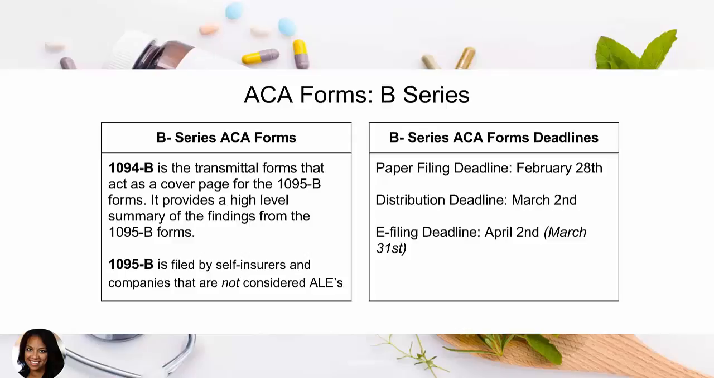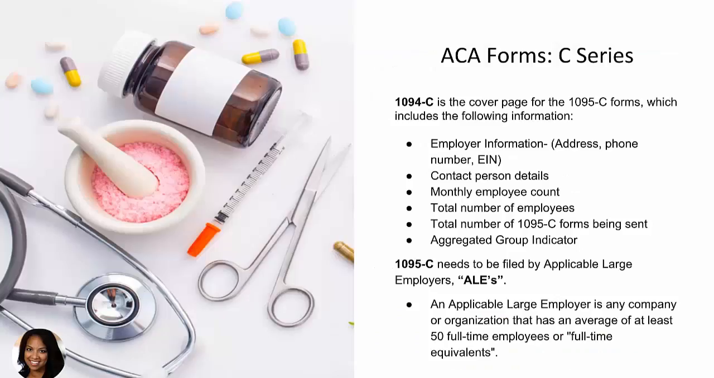And I did want to go ahead and take this second to share some of the ACA deadlines, especially since they no longer fall on January 31st. The first being the paper filing deadline is February 28th, and now the distribution deadline is March 2nd, and the e-filing deadline is April 2nd. Again, it typically falls on March 31st, but thankfully, March 31st falls on a weekend this year, so the IRS was kind enough to extend it to the next business day.